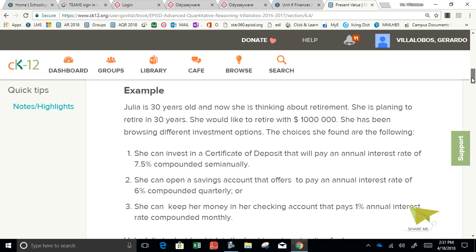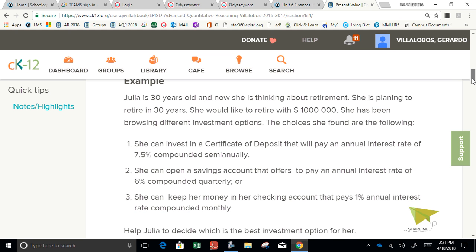Julia is 30 years old now, and she's thinking about retirement. She's planning to retire in 30 years. She would like to retire with $1 million. She has been browsing different investment options. Here are the choices. A certificate of deposit, a CD, that pays an annual interest rate of 7.5% compounded semi-annually. She can also open a savings account that offers to pay a rate of 6% compounded quarterly, or she can keep her money in a checking account that pays her 1% annually, compounded monthly.